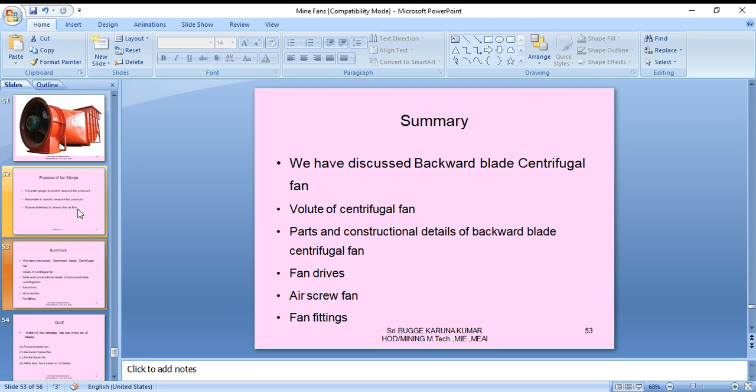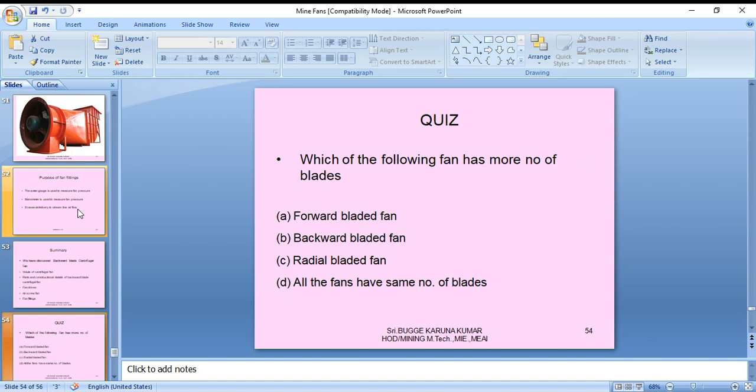So now I am giving some quiz questions, which are very important from the examination point of view, particularly in competitive examinations or ESET examinations. These types of questions will be coming. Which one of the following fans has a greater number of blades? Forward bladed fan, backward bladed fan, radial bladed fan, all the fans have the same number of blades. Which is correct?